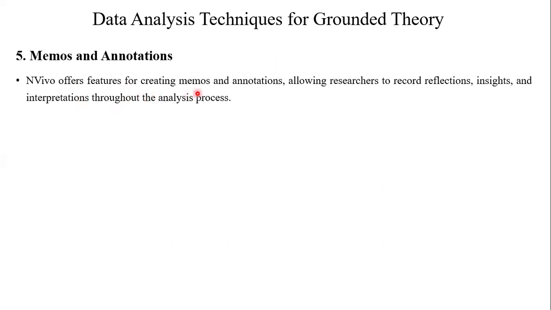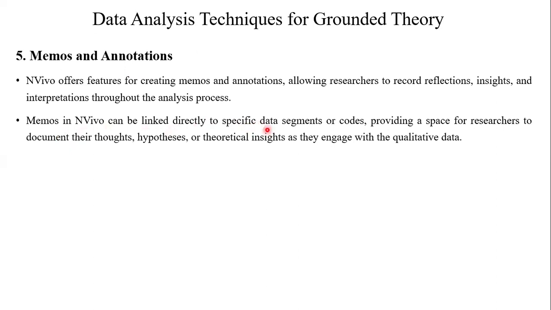NVivo offers features for creating memos and annotations, allowing researchers to record reflections, insights, and interpretations throughout the analysis procedure. Memos in NVivo can be linked directly to specific data segments or codes, providing a space for researchers to document their thoughts and hypotheses. During analysis, sometimes you may remember some verbal actions of the participants, or that a particular participant has some non-verbal cues that represent that he did not agree with our stance, or maybe he's not happy with a particular question. So you can document those thoughts.